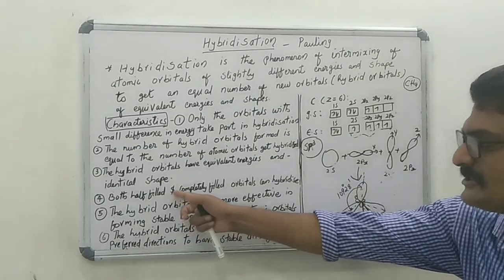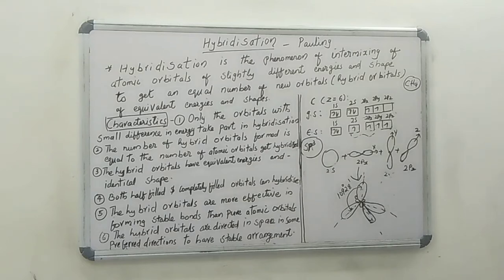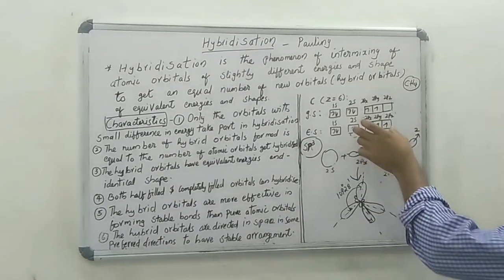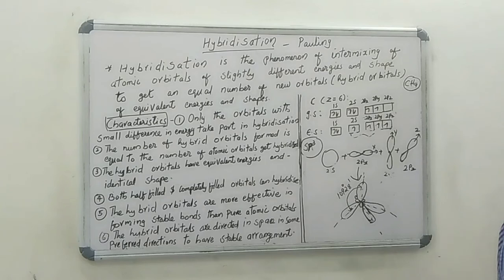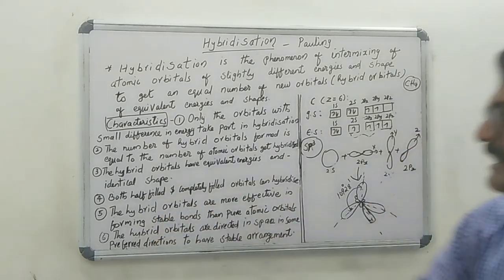And the fourth characteristic: both half-filled and completely filled orbitals can hybridize. In the case of methane, only half-filled orbitals of carbon get hybridized, but in some molecules like ammonia and water, the completely filled orbitals also take part in hybridization. The formation of water and ammonia on the basis of hybridization we will discuss in the next class. Don't worry.